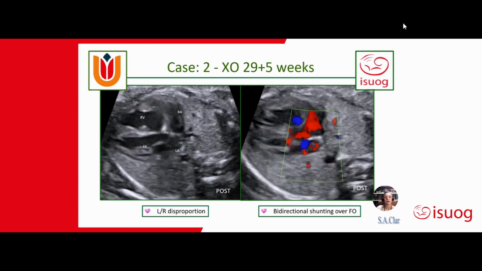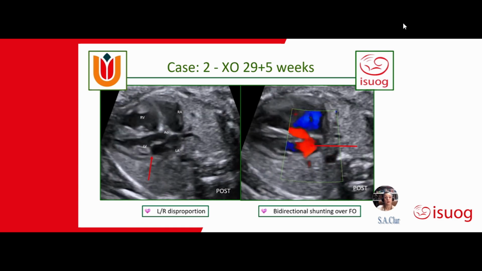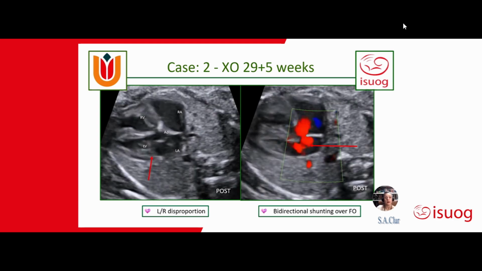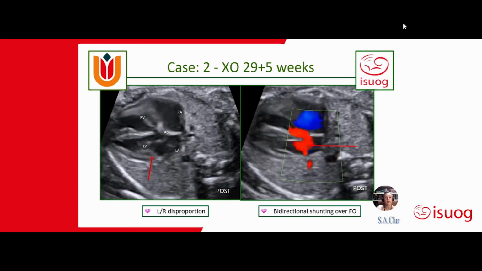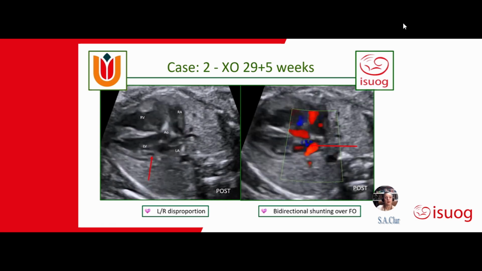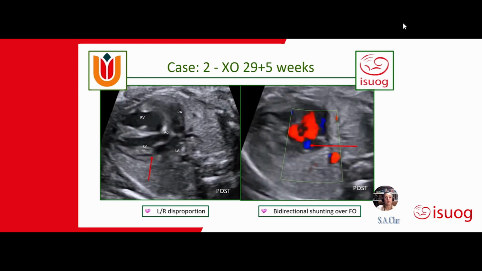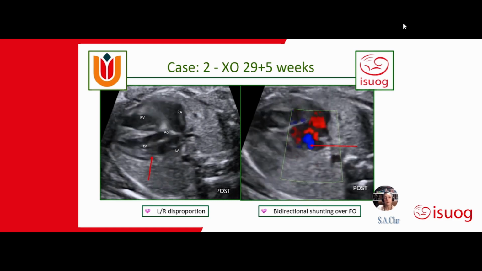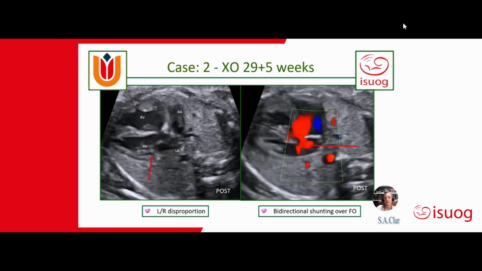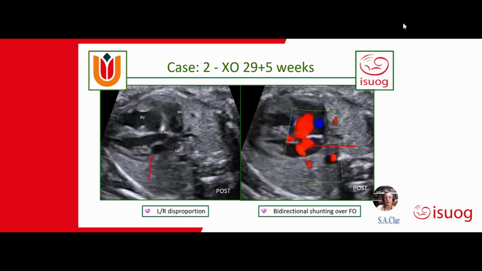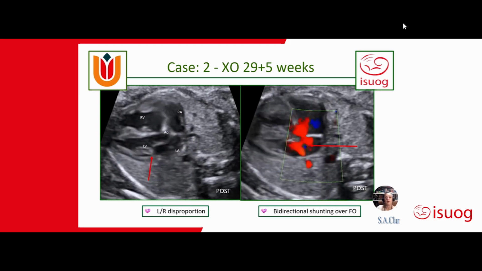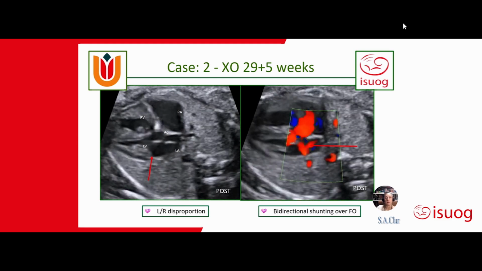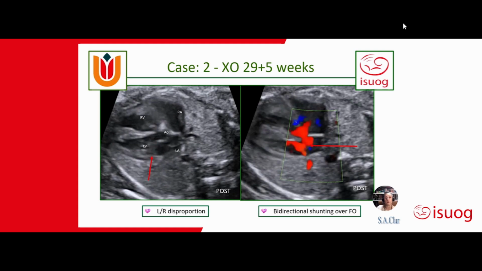This is the echocardiogram of a baby that we knew had Turner syndrome. And this echo was performed at 29 plus 5 weeks. On the left side, we can see that there is ventricular disproportion. We can see that the right ventricle and right atrium are larger than the left ventricle and left atrium. We can also see on the right side that there is blood flowing from the pulmonary veins through the foramen ovale from left to right. So there is in fact bidirectional shunting across this foramen ovale, one of the signs for coarctation.